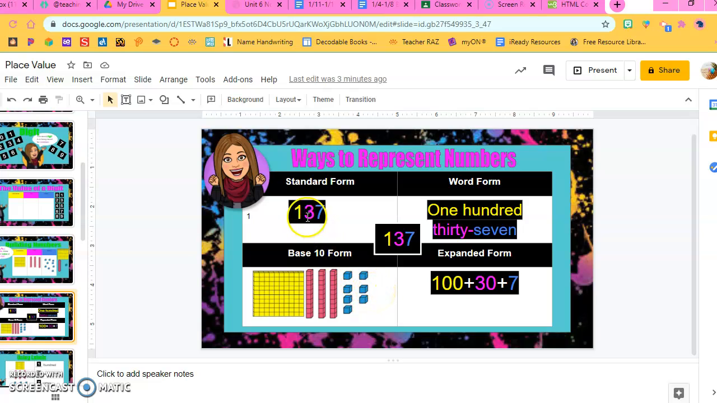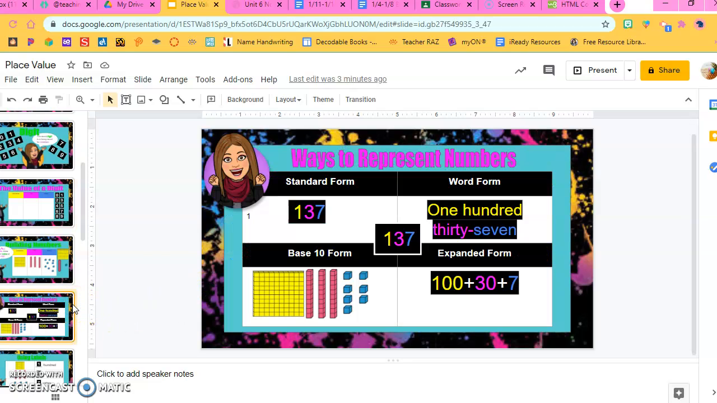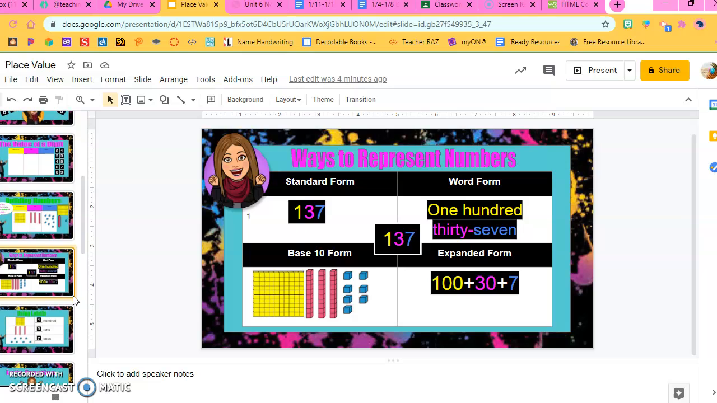Okay, and if you notice on this slide, the 100 in all of these ways is yellow. The 3 in all of these ways, or the 10 spot, is pink. And the blue in all of these ways is the ones. And if you come back and you look at our place value chart, our hundreds are yellow, our tens are pink, and our ones are blue. So that way it kind of helps you keep track of what number is in which place value.